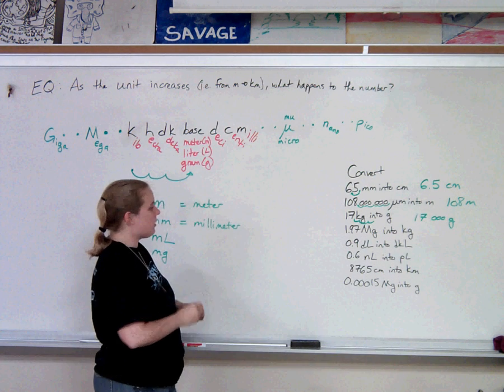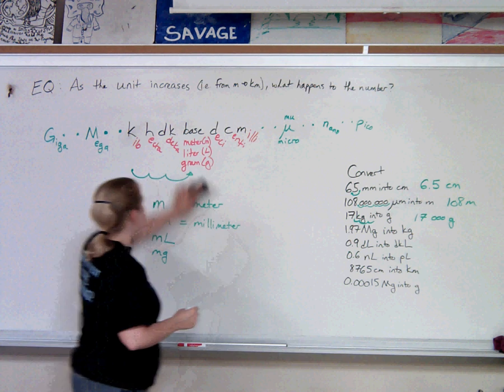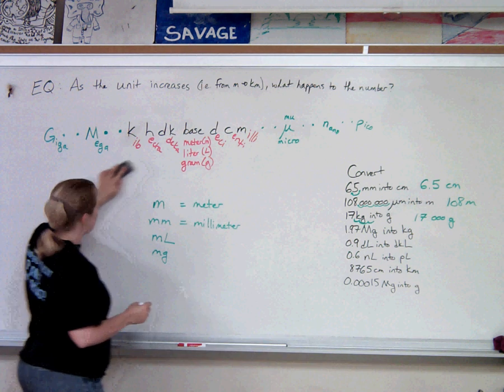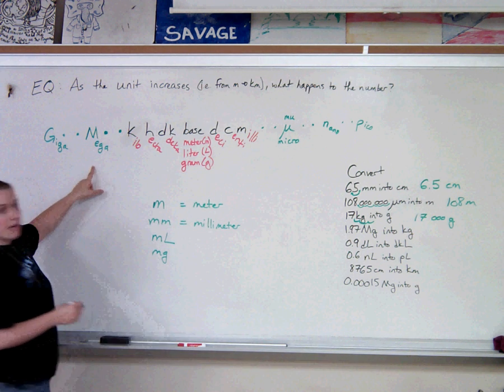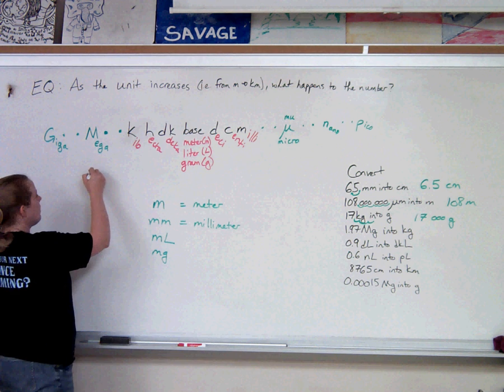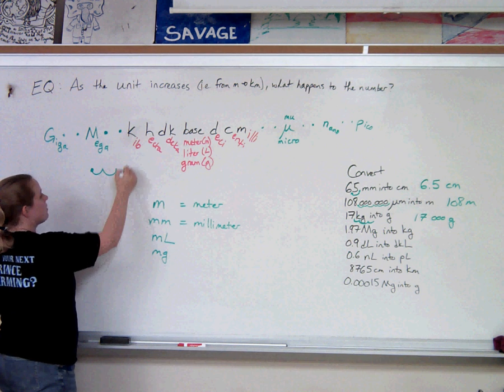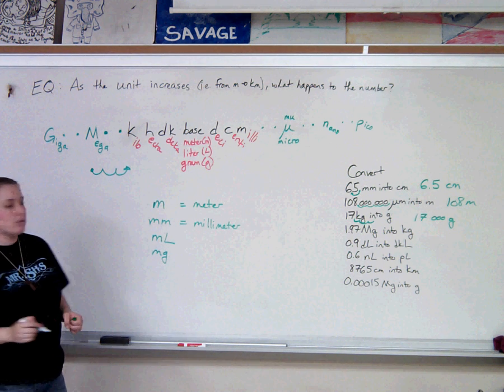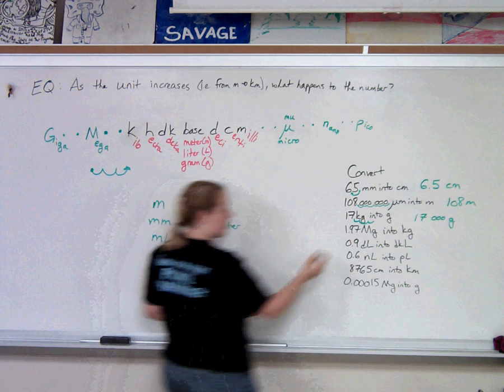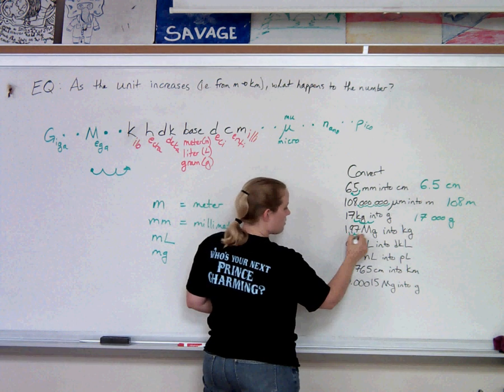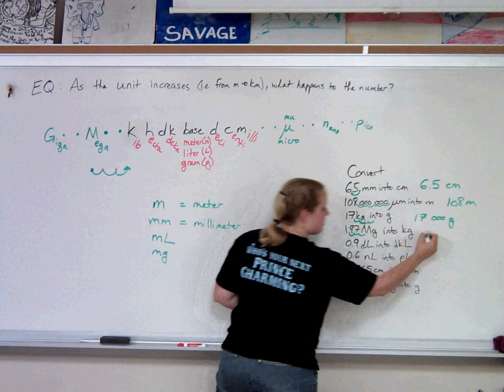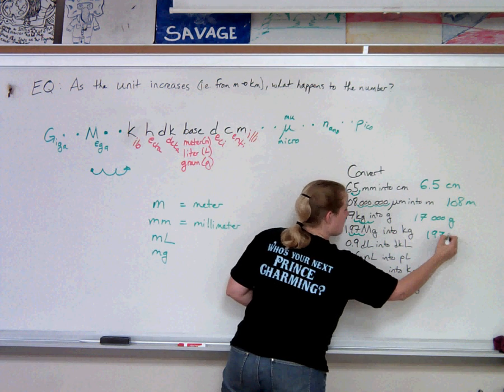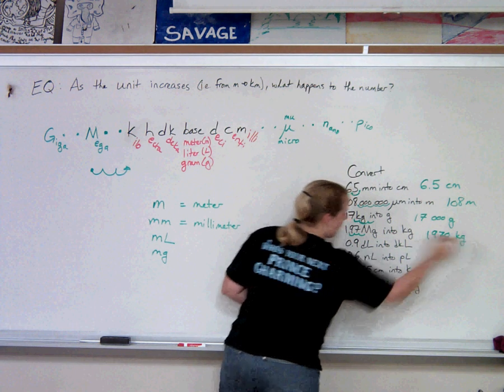Next one, 1.97 megagrams into kilograms. So now we have to start at mega. Again, we have to count these placeholders. So we go 3 spots to the right for kilo. Take our decimal, 1, 2, 3 spots. So we're going to add a 0, giving 1,970 kilograms.